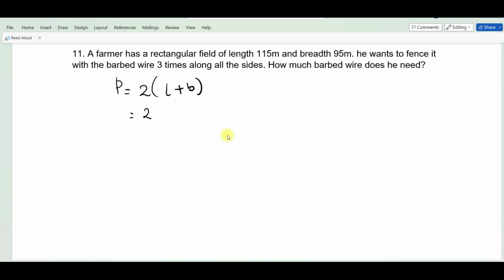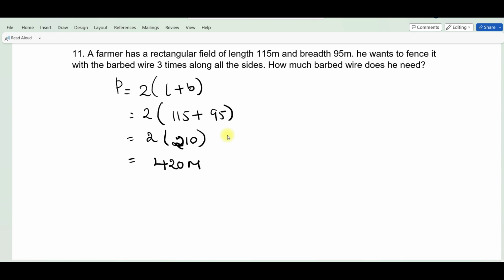So it is 2 and 2. So the length is being given as 115 and the breadth given as 95. So adding 115 and 95 would give me 210. So solving 2 into 210 would give me 420 meters. So that is the perimeter of the rectangular field.